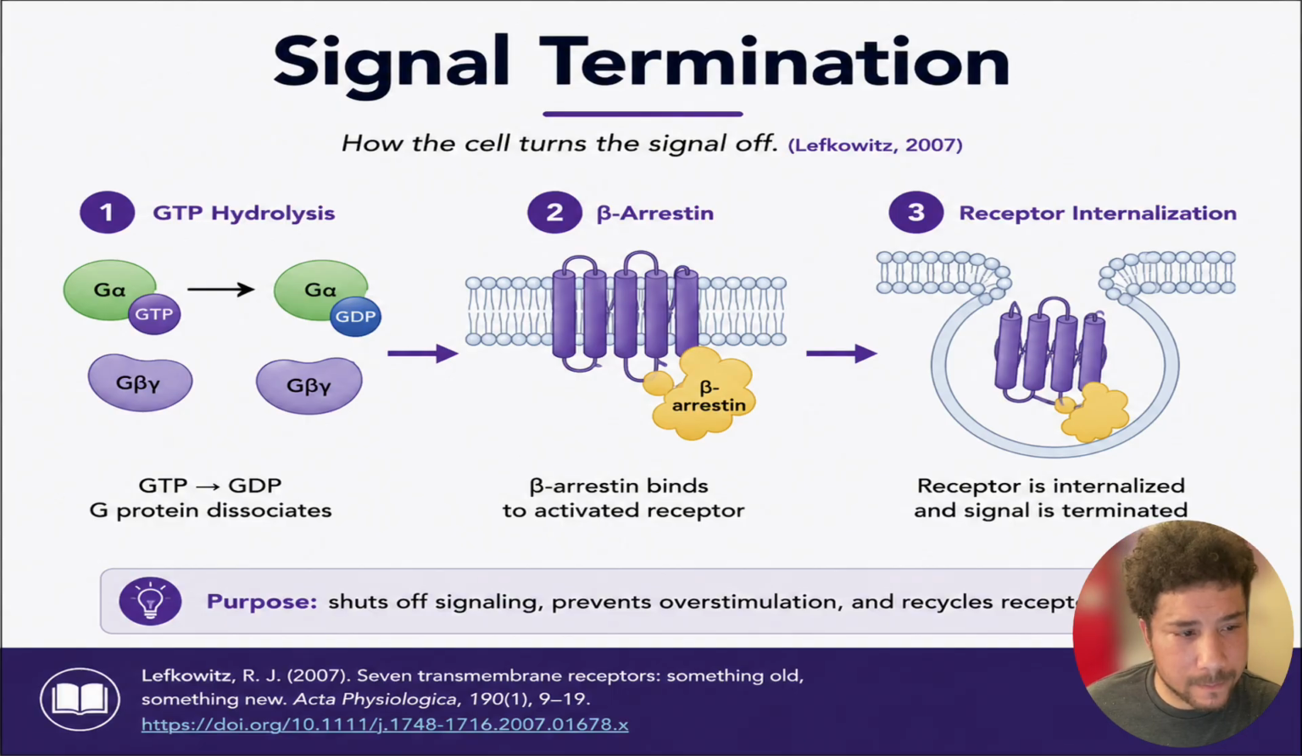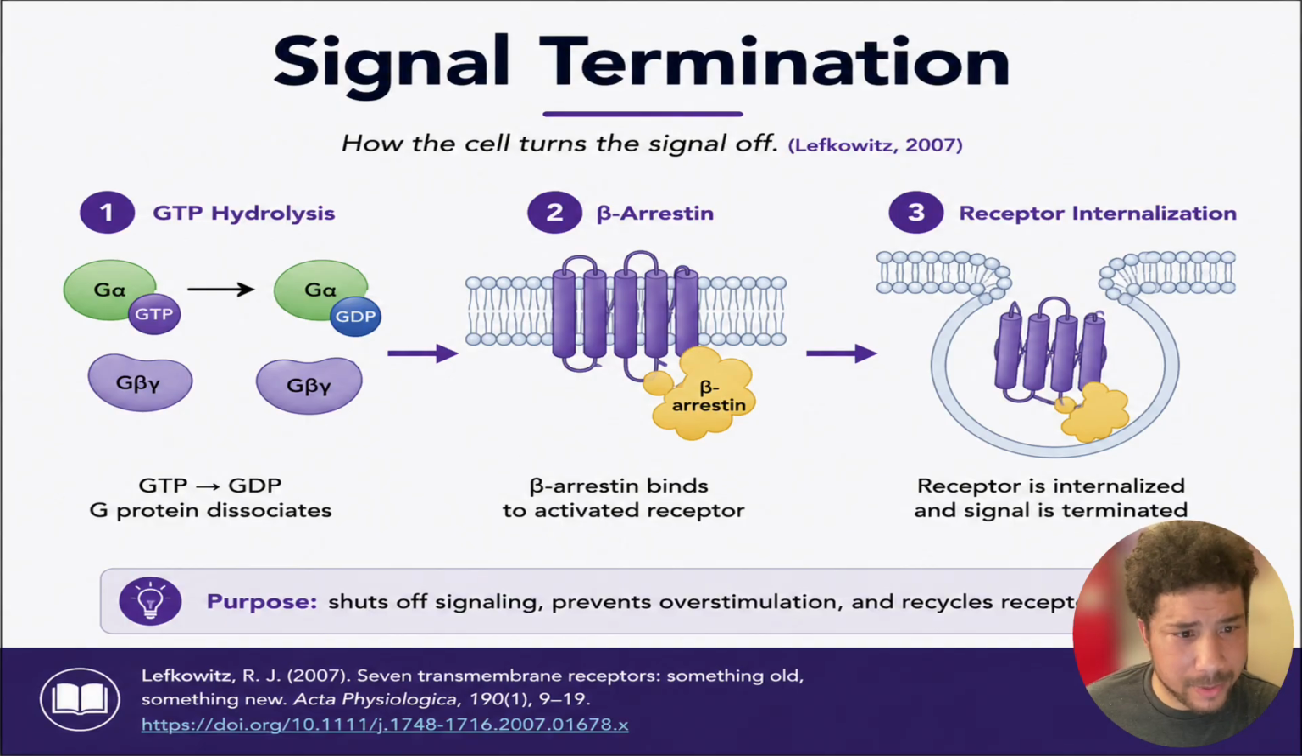The third mechanism is receptor internalization. Beta arrestin can help recruit proteins involved in endocytosis, causing the receptor to be moved into the cell within a vesicle. Once internalized, the receptor may be dephosphorylated and recycled back to the plasma membrane, or it may be sent to a lysosome for digestion. Internalization is not always equivalent to complete signal termination.